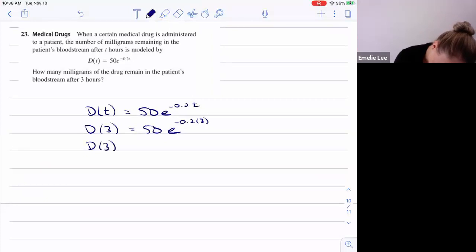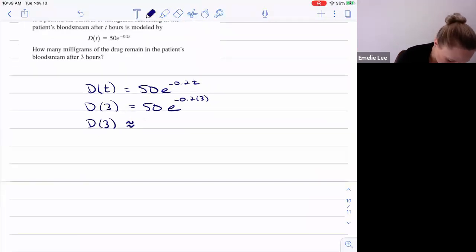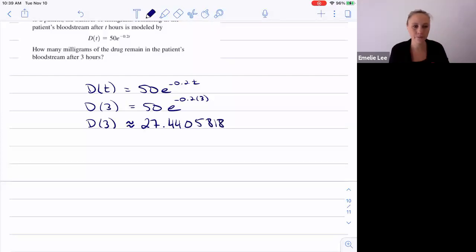So D(3) is roughly, and I'll just do it on here just to be sure, 50 times e to the power of negative 0.2 times 3. And also, because it's hard to remember, roughly 27.4405818. Okay. It's an approximation because we'll never be able to get an exact answer if we're approximating e. So that's why we use the squiggly equals.